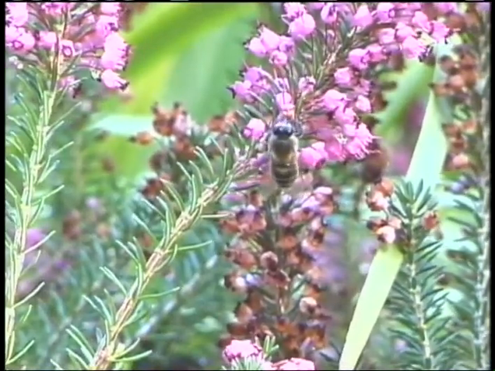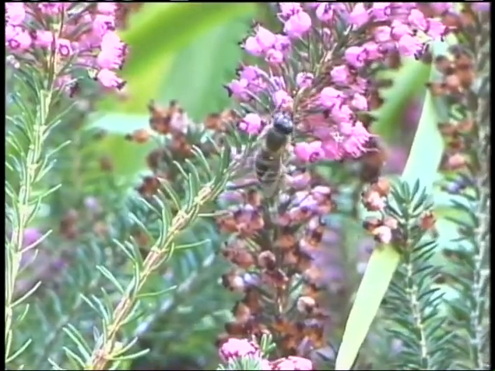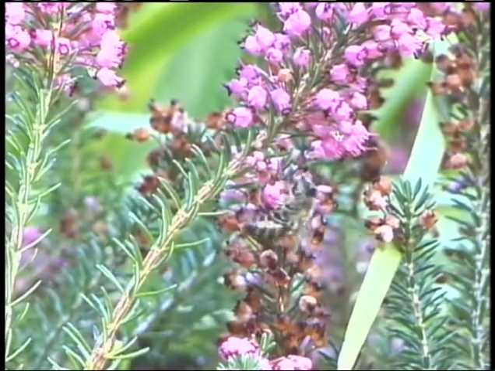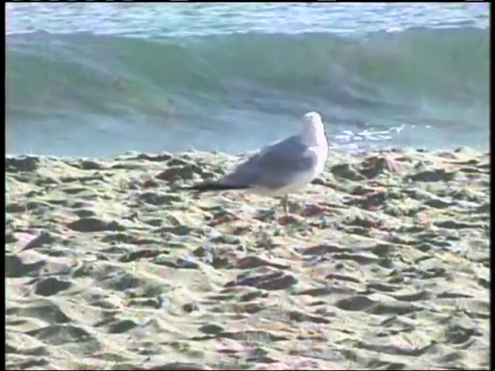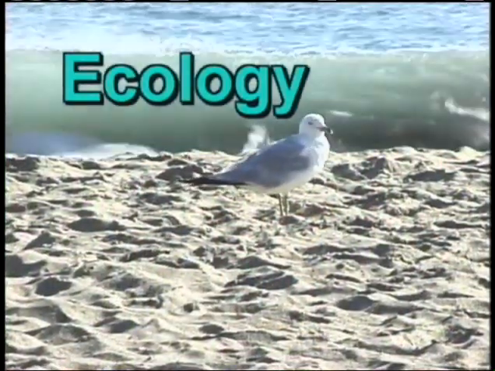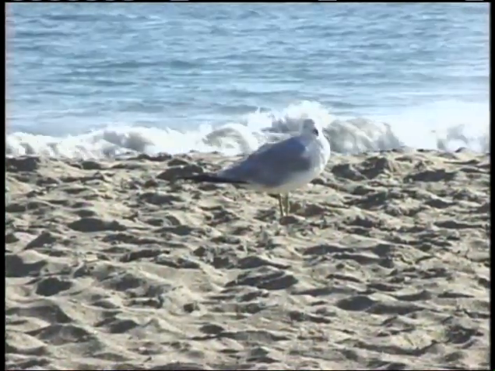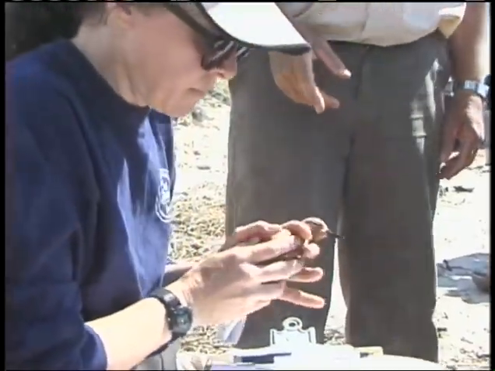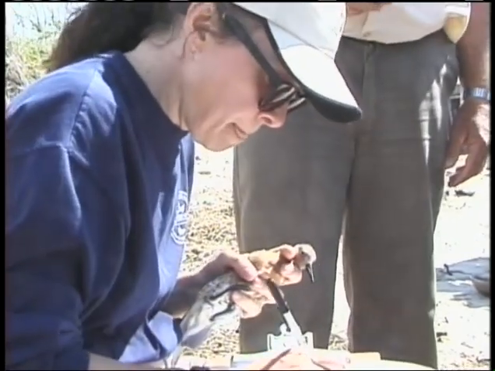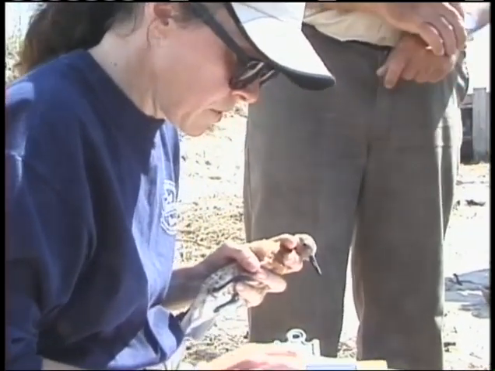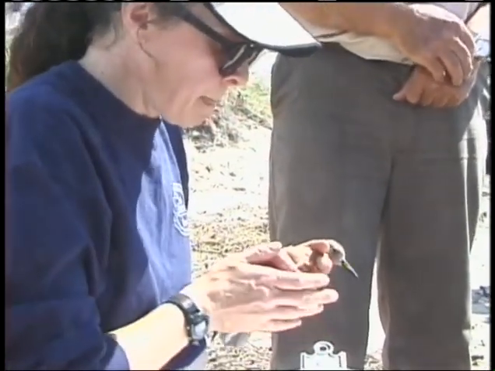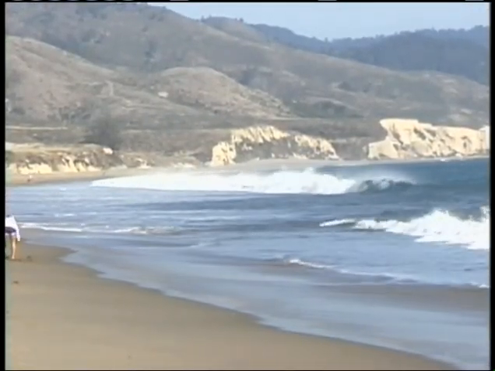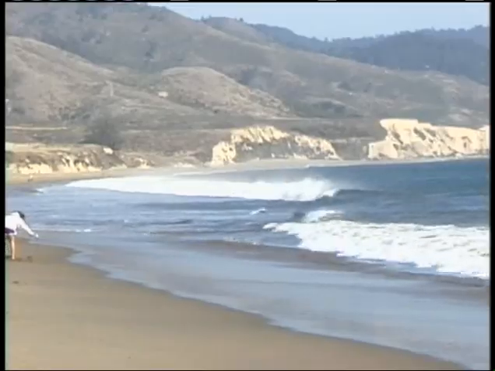As you can see, in any given environment, living things are interconnected with each other and with the environment in which they live. Ecology is the study of the relationships between living things and their environment. And ecologists are scientists who study how living things relate to each other and their environment. Let's now take a closer look at some of the characteristics of different environments.